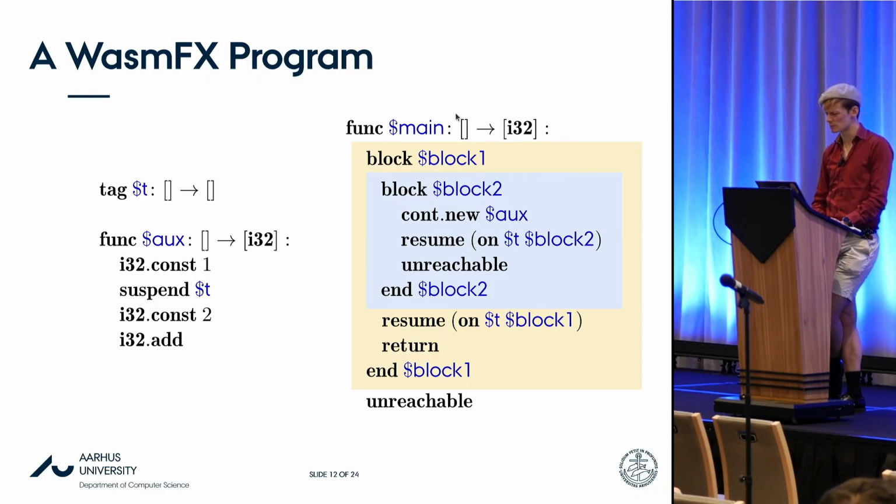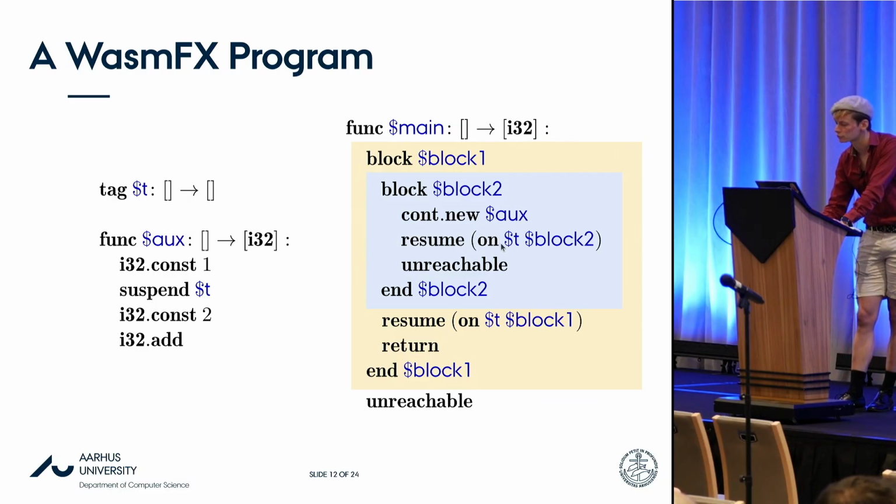Again, if you've never seen WebAssembly code before, this might look a bit convoluted, but it's organized in blocks like this. I'm just going to enter these blocks. I'm entering block 1, block 2. I'm creating a new continuation from this auxiliary function aux and resuming it immediately. So now I'm running this code. But then when I see this suspension, a bit like when I'm throwing an exception, I will come back to this resume instruction and see if my effect is being handled. And it is here. I have an instruction here that says on T, exit block 2.